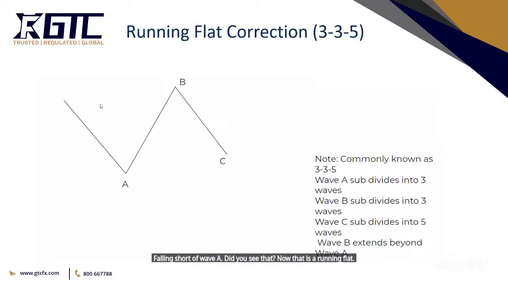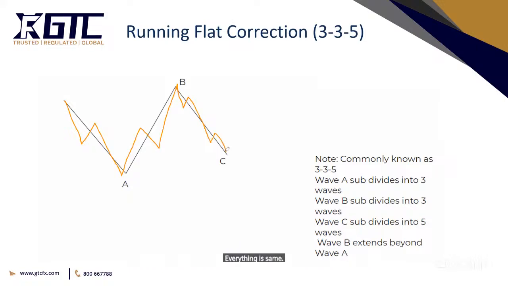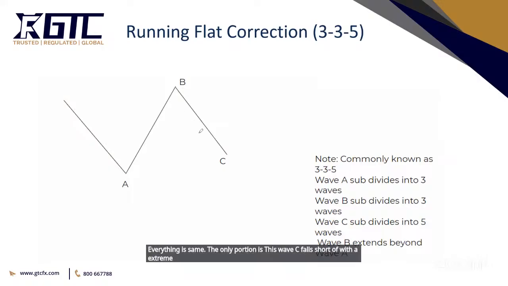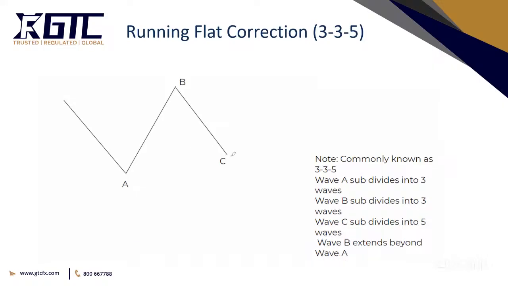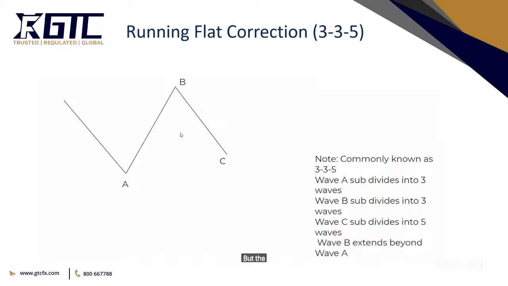It subdivides into the same structure 3-3-5, no change there. So wave A subdivides into three waves, wave B subdivides into three waves again, and wave C subdivides into five waves. Everything is same. The only difference is wave C falls short of wave A extreme. It shows that market is in a hurry and it does not want to complete the pattern going below wave A. Bulls are not in the mood to give control to bears to complete the pattern, but the structure is still complete. That's called a running flat.